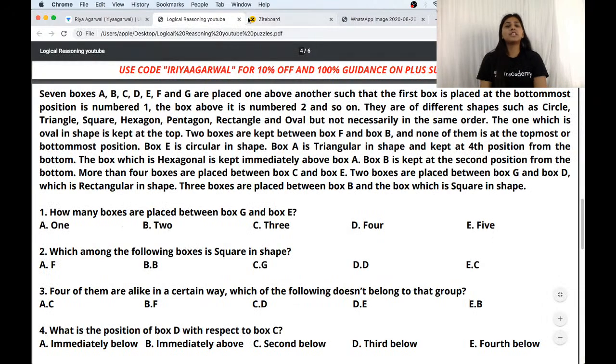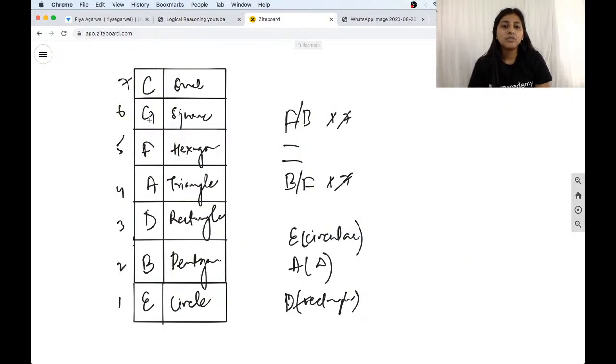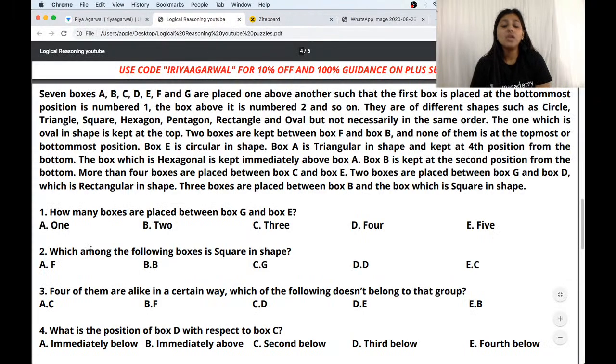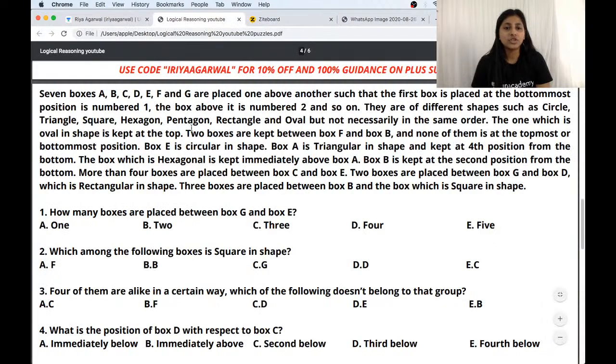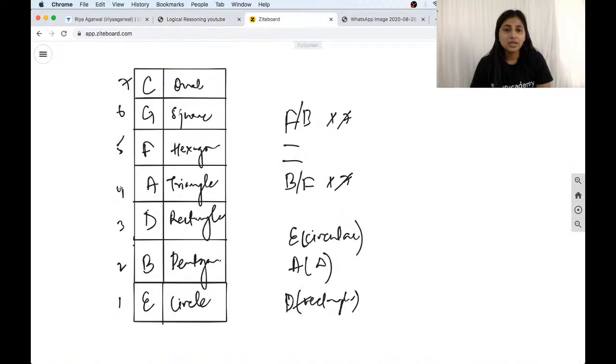How many boxes are placed between G and E? Between G and E, there are 1, 2, 3, 4 boxes. Which among the following boxes is square in shape? It is G. 4 of them are alike in a certain way. Which of the following doesn't belong to that group? C, F, D, E, B. So you can see that B is odd one out.